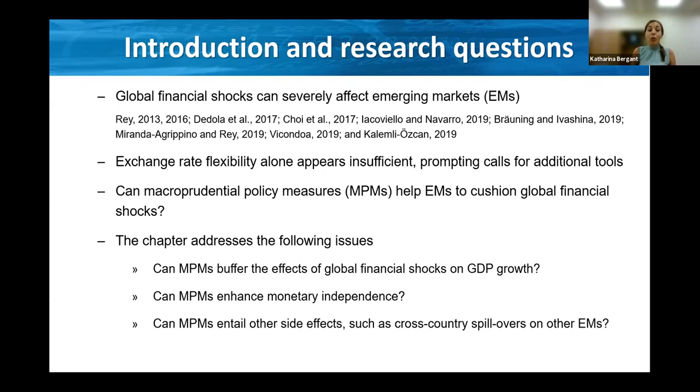Then, as a second question, we will look at whether macroprudential policies can enhance monetary independence. We often see that emerging markets are pro-cyclical with global financial shocks. When the US hikes, emerging markets also hike, although their financial conditions tighten in that sense. And a high level of macroprudential policy can enhance monetary independence, so they could adjust their policy rate more to their domestic conditions. The last question we want to add is, can macroprudential policy entail other side effects? We will focus there on cross-country spillovers on other EMs, but also on the effect on average growth.